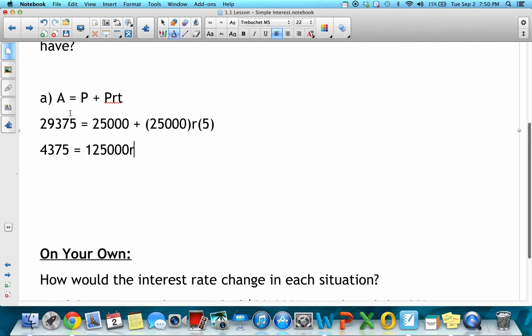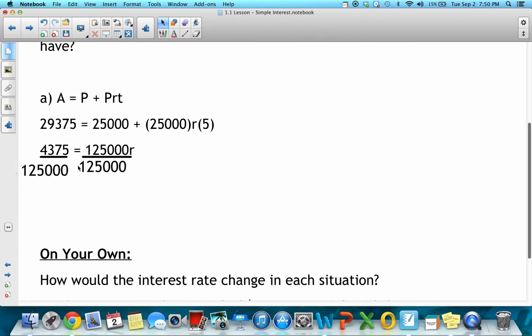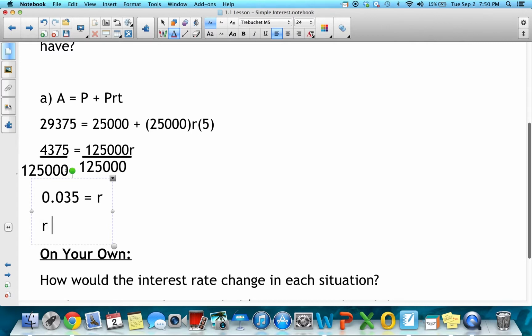Now to get r by itself, because they're being multiplied together, I divide both sides. I can show that here. Divide both sides by 125,000. And 4,375 divided by 125,000 is 0.035, which is what r is equal to. If I change that to a percentage, that means I have to multiply it by 100, and I end up with 3.5%.